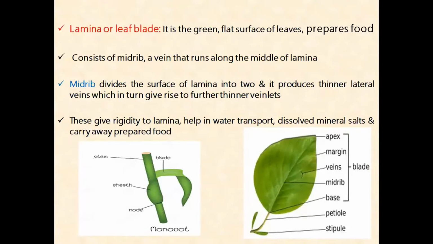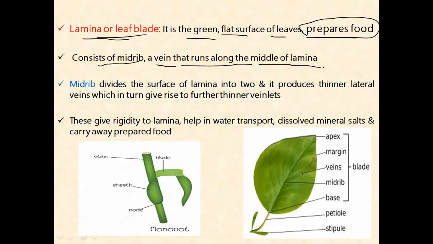Next part of the leaf is lamina, also known as leaf blade. Lamina is green in color with a flat surface, and the main function of lamina is to prepare food by the process of photosynthesis. Lamina consists of a midrib. Midrib is a vein that runs along the middle of the lamina. It is the main vein of the lamina.